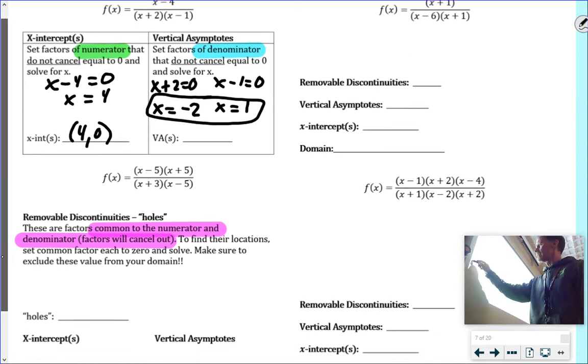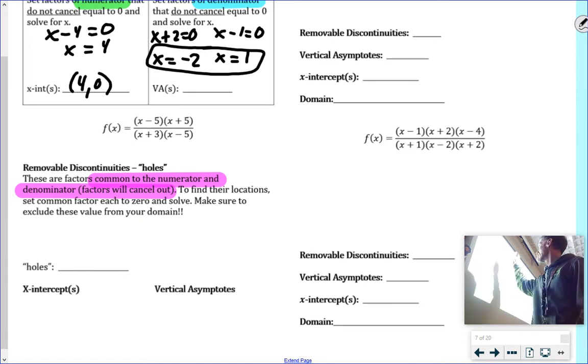But what happens if you see the function right below there? I got x minus 5 times x plus 5 over x plus 3 and x minus 5. You'll notice here something is going to cancel out because they share an x minus 5 factor, right? When that happens, I have it highlighted there in purple. If a factor cancels out, that means you're going to have a hole in the graph. The fancy word for that is a removable discontinuity, but it's a hole.